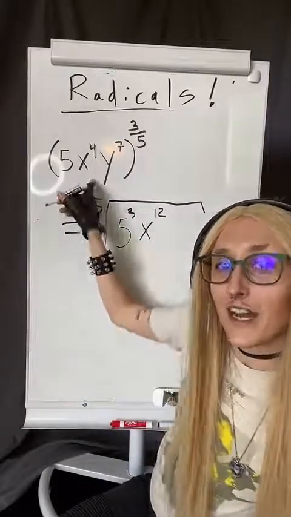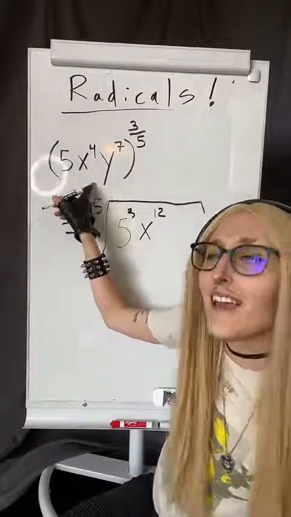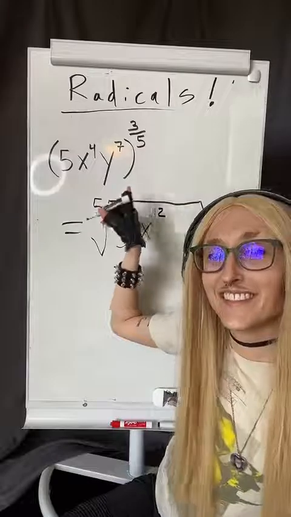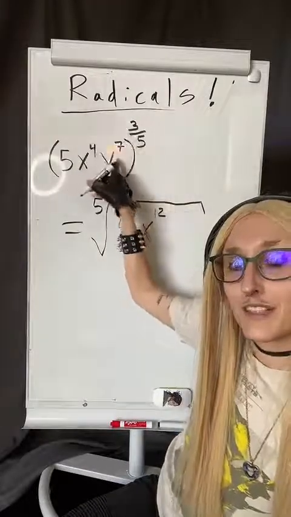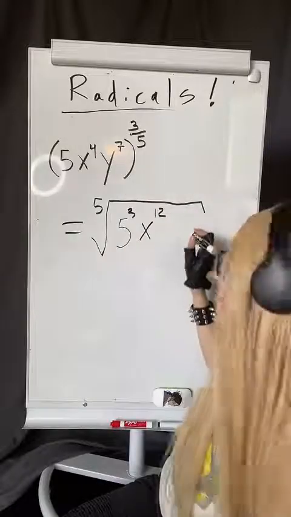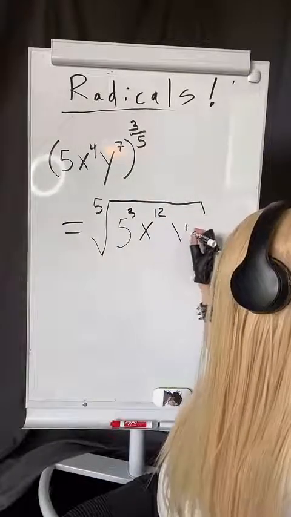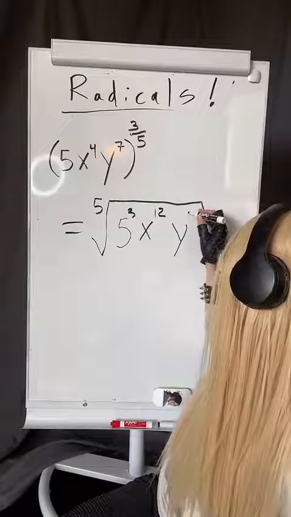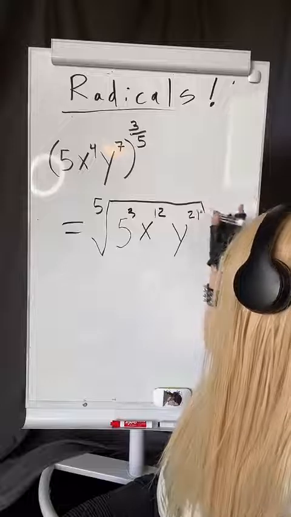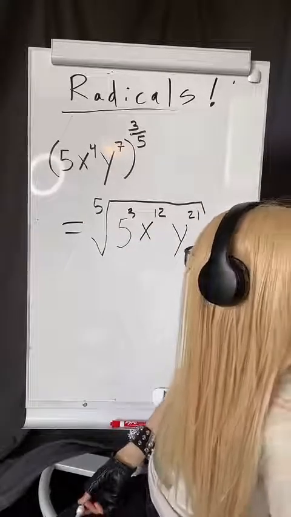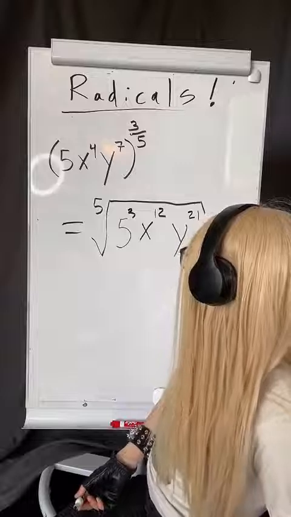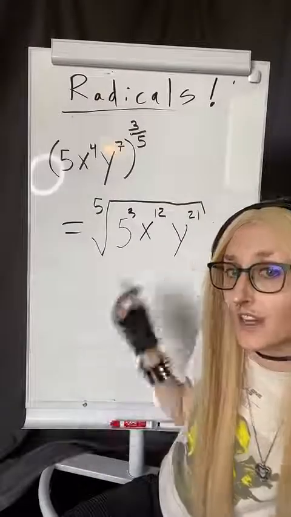Now we deal with the y. 7 times 3 is going to give me 21. So y to the 21, and the 5 goes on the outside. Unfortunately, this one cannot be reduced, because 5 doesn't go into any of these.